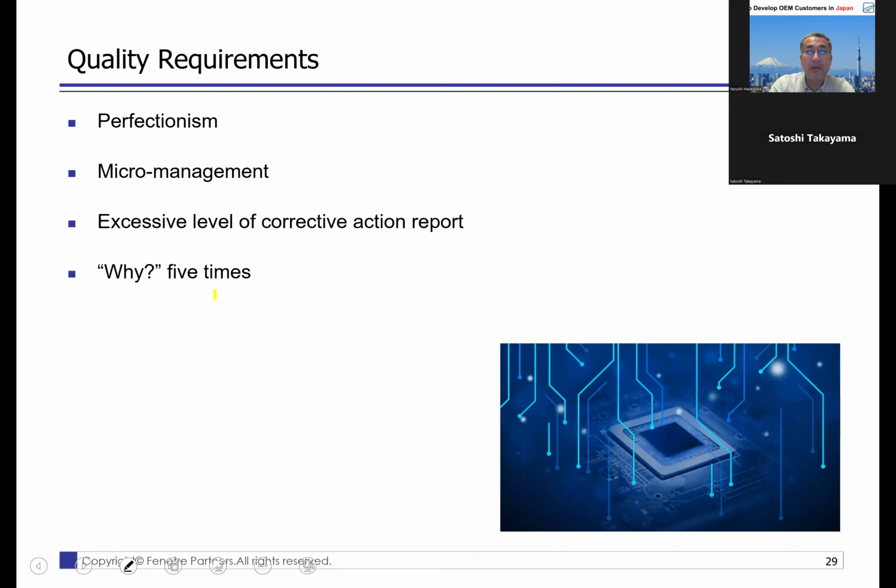And the quality requirements are really strict in Japan. We are all sort of perfectionists, because if we make something wrong, we have to commit suicide, of course, mentally. So people try to avoid making mistakes. That is our culture. So that's why people micromanage.